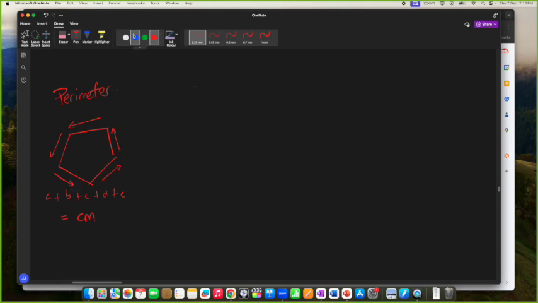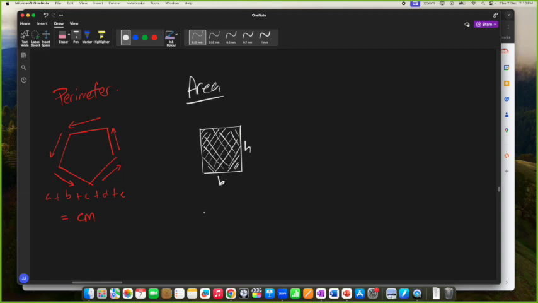Then we talked about area, and by extension, surface area. And area had to do with how much space the shape occupies. Right? How much space is it taking up? And so you have your breadth multiplied by height, and this is how we get centimeters multiplied by centimeters. This is how we get centimeters squared.